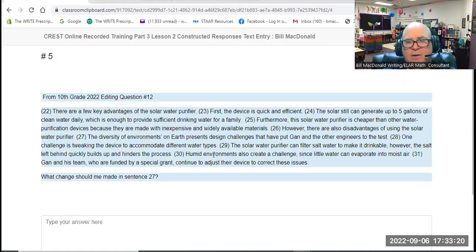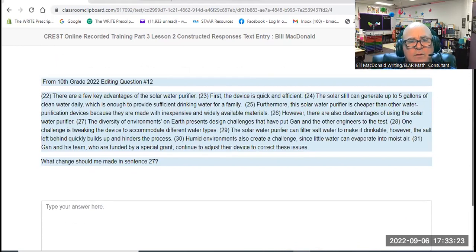And then we finally have our last one. This is from 10th grade, question number 12 in editing. Again, for those of you that are doing revising and editing, your first 9 questions for end of course for this December, 9 questions. Your first 9 will be revising and your second 9 will be editing.